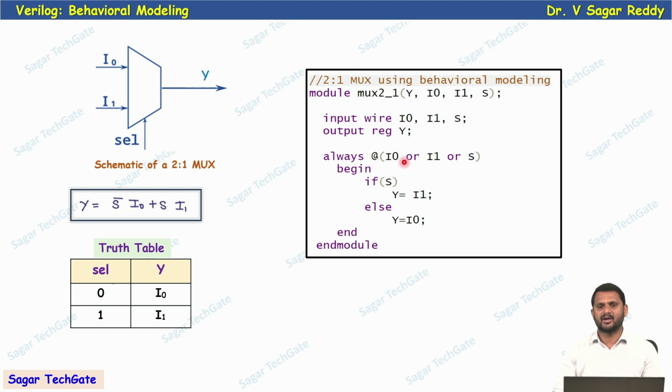So always @ I0 or I1 or s, begin. If s is equal to 1, then y is equal to I1, else y is equal to I0. This simple if else statement is used to describe the 2:1 mux in behavioral modeling style.